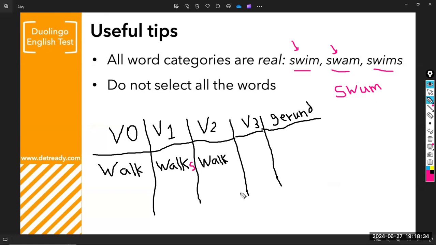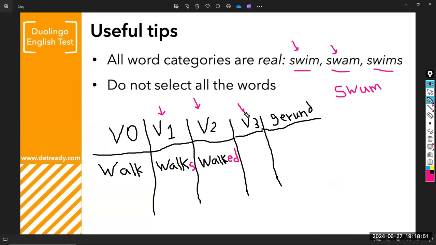What is the past simple of walk? What is the past of walk? It's walked. Okay. Bravo. I walked to school yesterday. So please remember that the verb 2 is the simple past. The verb 1 is the simple present.